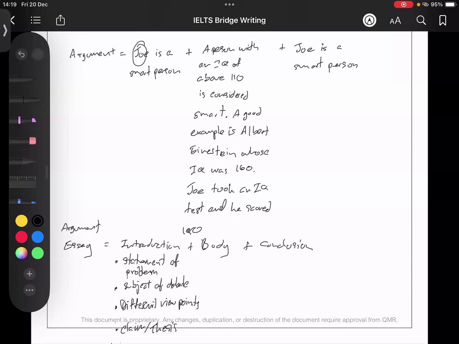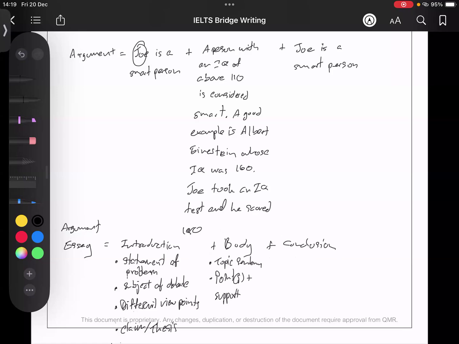Now, what about body paragraph? So the body paragraph for an argument essay will contain a topic sentence, some points, plus supporting evidence.